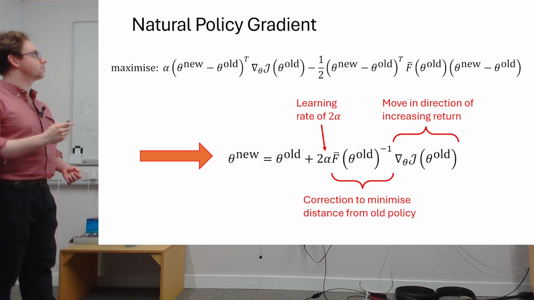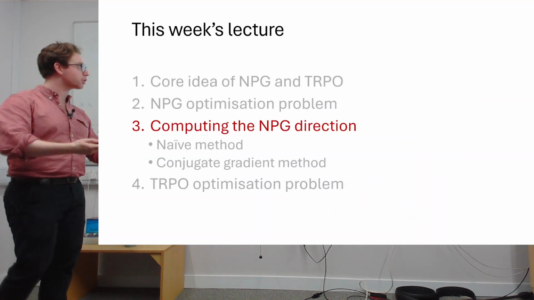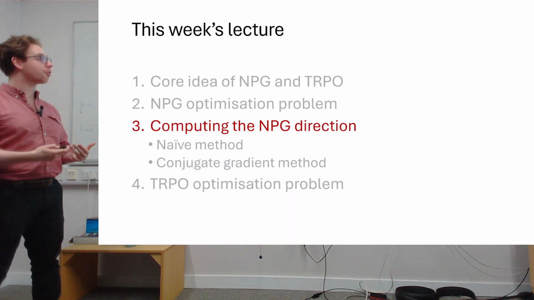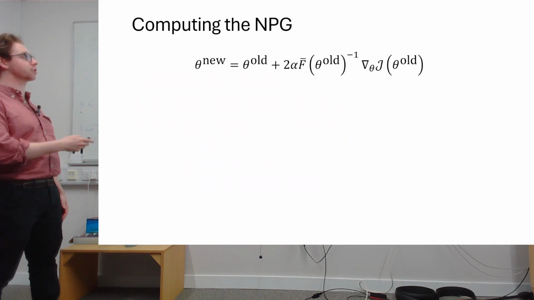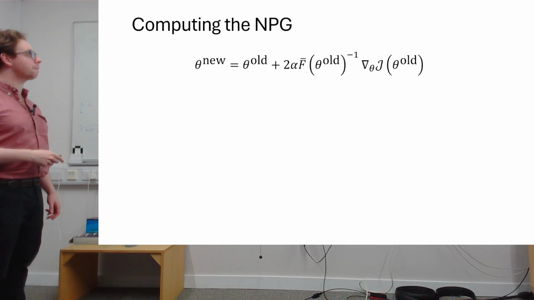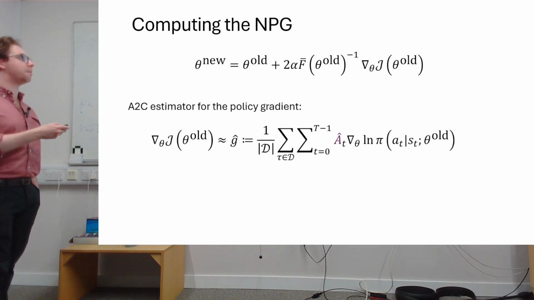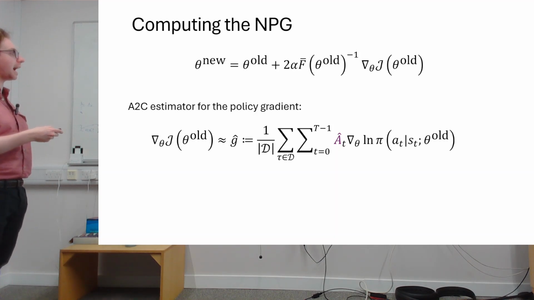Great, awesome. So we now have an expression for the natural policy gradient direction. Now the problem is, how do we compute it? This is the update rule we're trying to apply. Let's start with the policy gradient, grad theta calligraphic J theta old. This is just this expression here, which I'm going to call g hat.